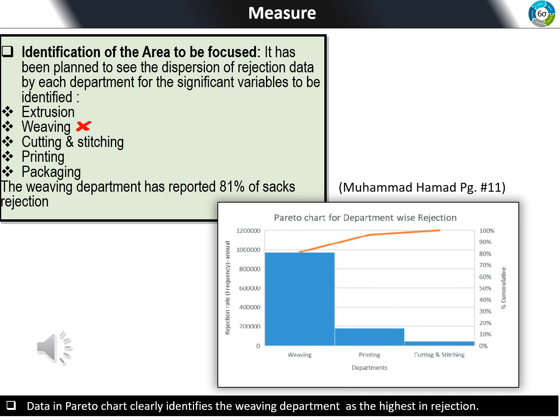Identification of the area to be focused. It has been planned to see the dispersion of rejection data by each department for the significant variables to be identified. Those areas include extrusion, weaving, cutting and stitching, printing, packaging. The weaving department has reported 81% of SAC's rejection. Data in Pareto chart clearly identifies the weaving department as the highest in rejection.